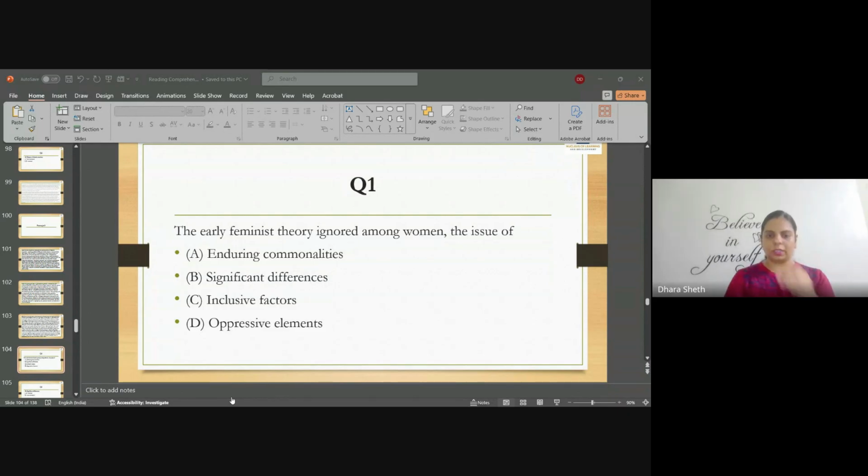Question 1. The early feminist theory ignored among women the issue of enduring commonalities, significant differences, including factors, oppressive elements. I've shared the passage in the WhatsApp group.